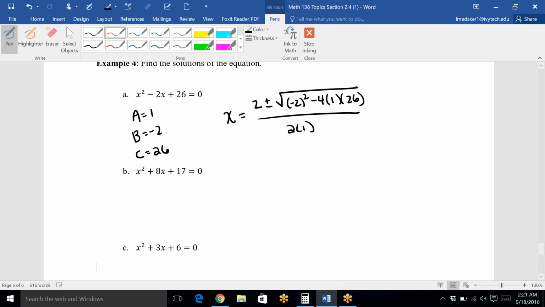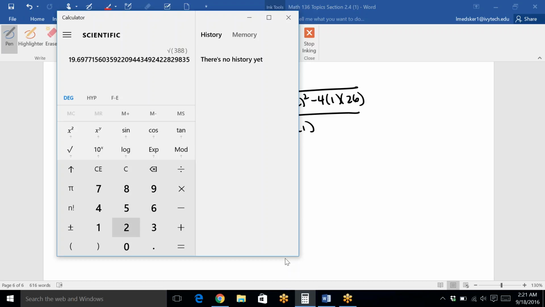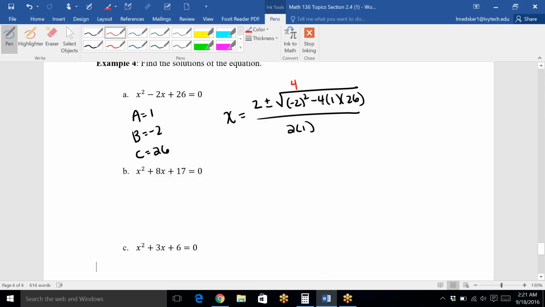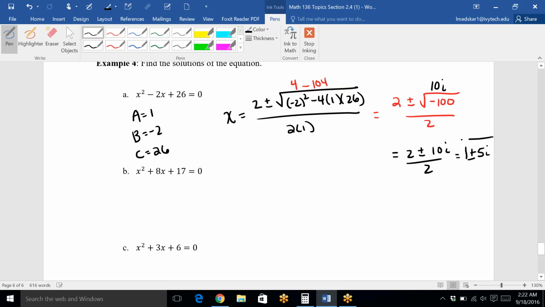The radical works out to be a positive 4, and 26 times 4 is negative 104 because of the negative sign there. So this is 2 plus or minus the square root of negative 100 over 2. That would be a 10i because square root of 100 is 10, but the negative right here is the i. So we have 2 plus or minus 10i over 2. That reduces to 1 plus or minus 5i.